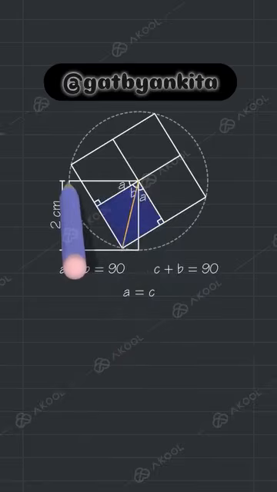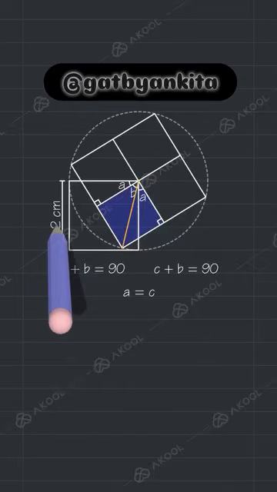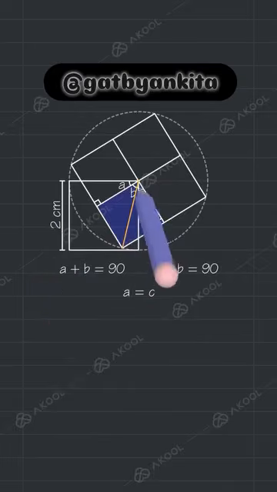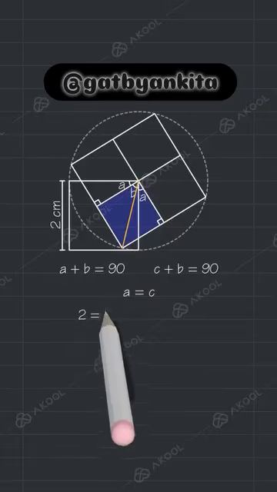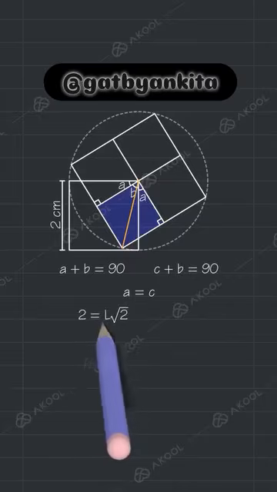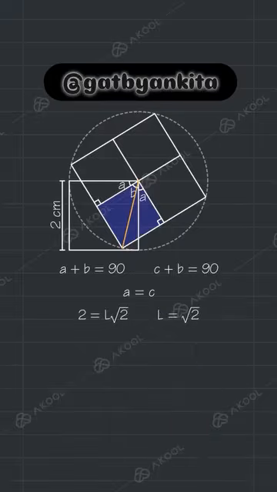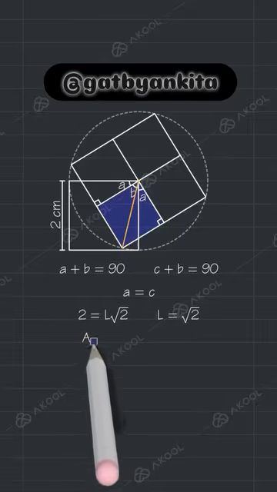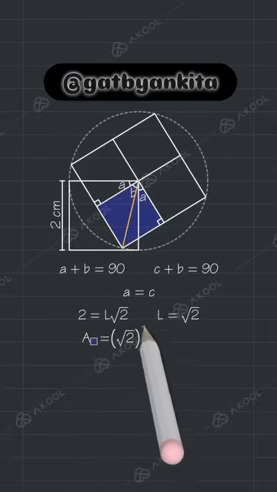The side of the square measures 2 centimeters, making the diagonal of the square equal to 2 centimeters. Because the square's diagonal equals the side length L multiplied by the square root of 2, we divide both sides by the square root of 2. We determine L is square root 2, showing the blue square has sides of square root 2. As a square's area equals its sides squared, the desired area equals 2 square centimeters.